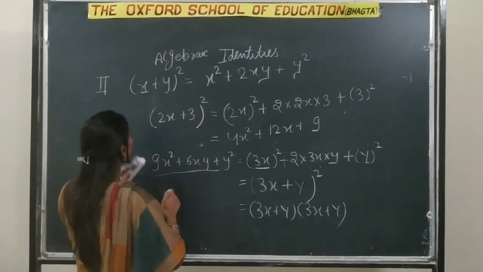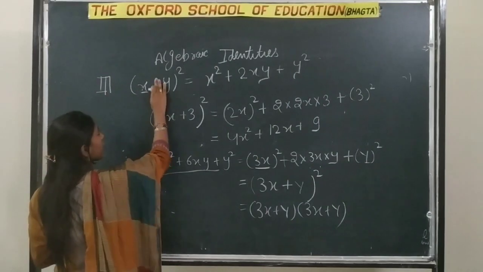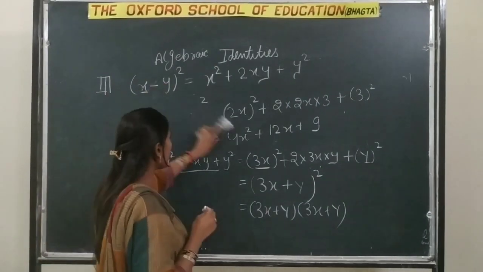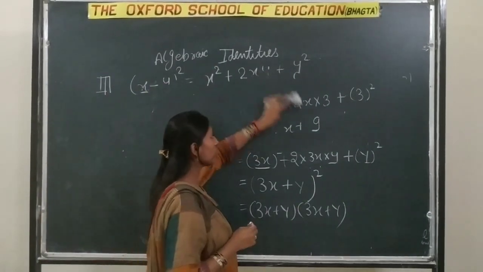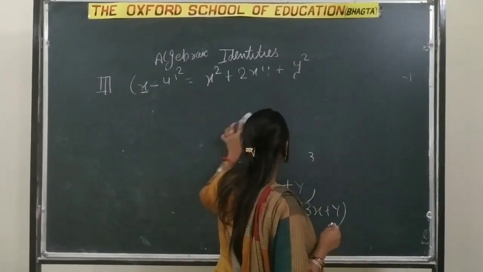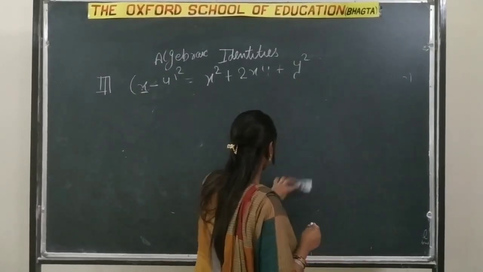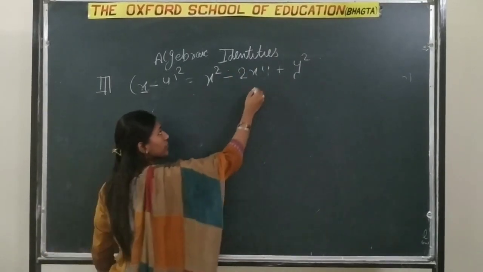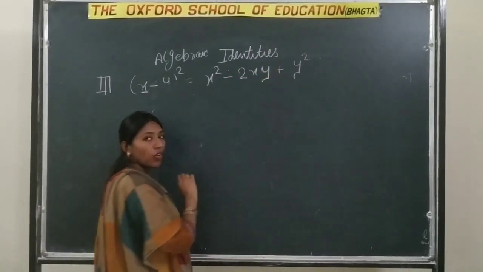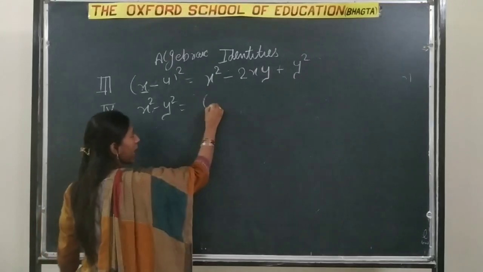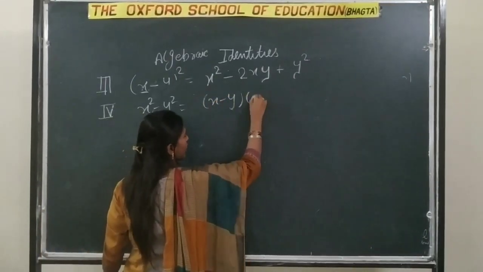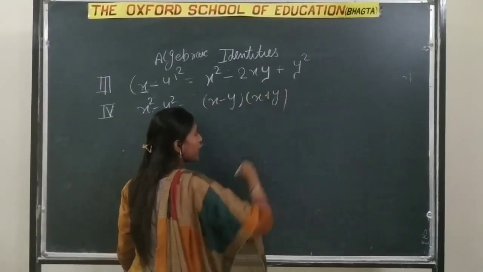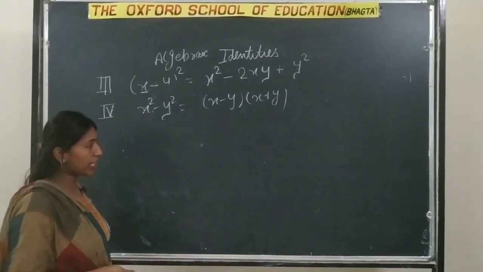Okay. Similarly, we have the third identity, (x - y) whole square. What is it equal to? (x - y) whole square is equal to, simply change this sign, x square minus 2xy plus y square. Also the fourth identity, x square minus y square is equal to (x - y)(x + y). This identity you used many times in your earlier classes.